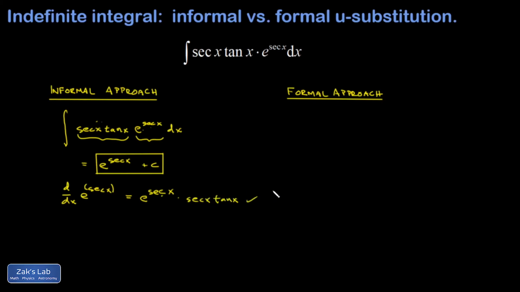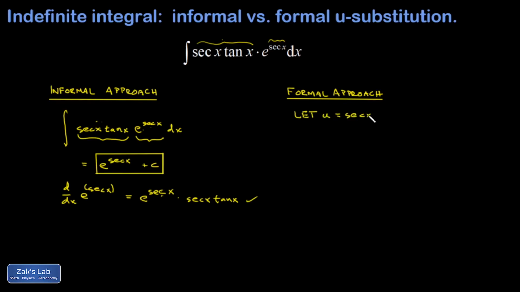Now, the formal approach still requires that you see a function of a function and identify what the inner function is, and you at least have to have some hope that the derivative of that inner function appears elsewhere in the integrand. And of course it does that perfectly in this case. Once I've identified that inner function, I say let u equal that inner function. Then du is the derivative of this function, secant x tangent x, multiplied by dx.